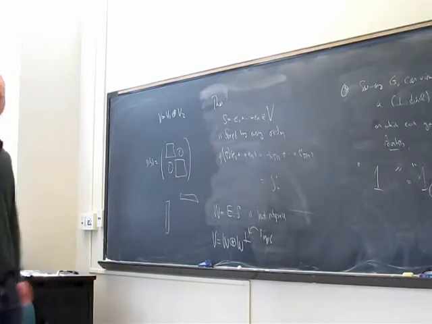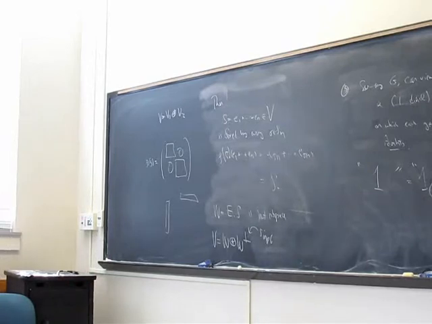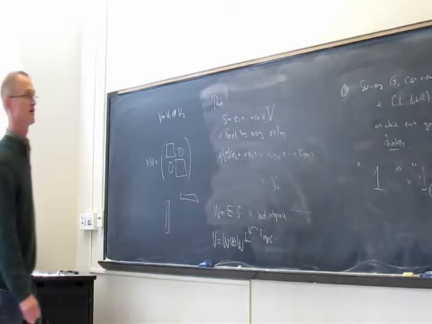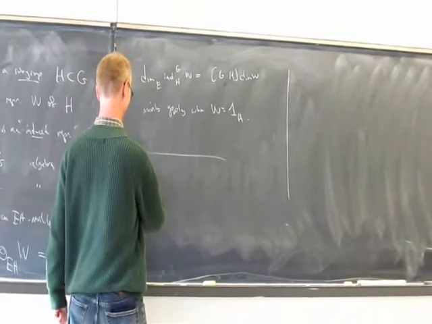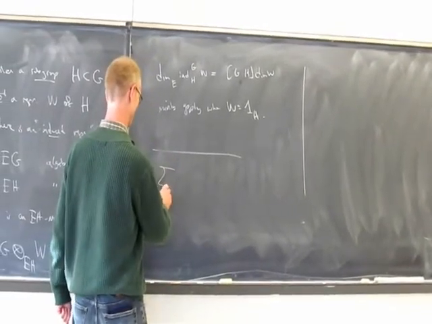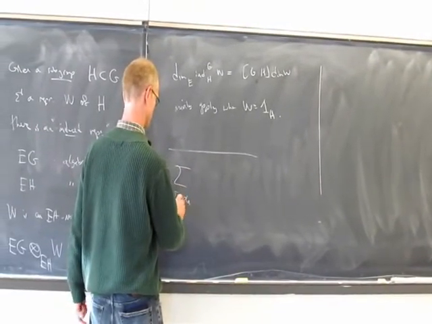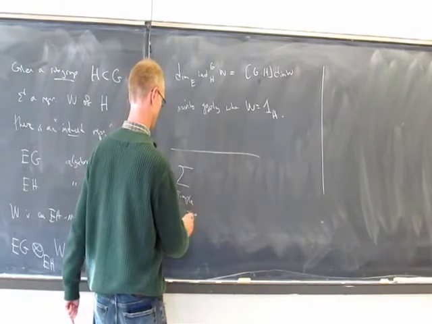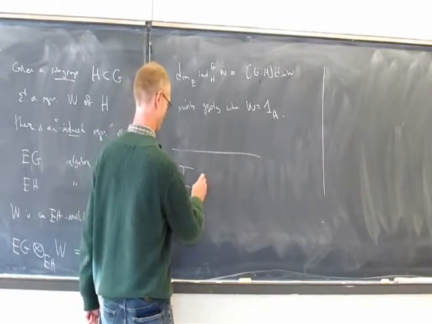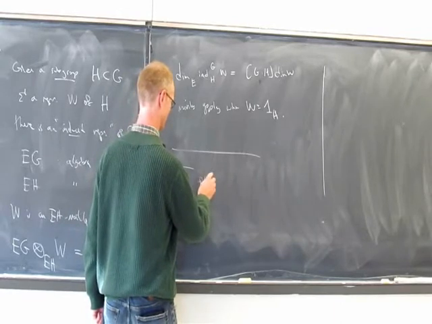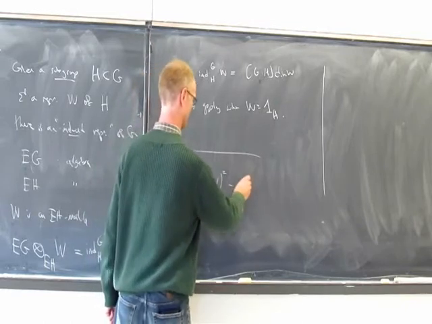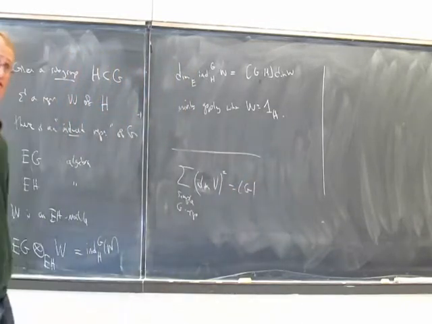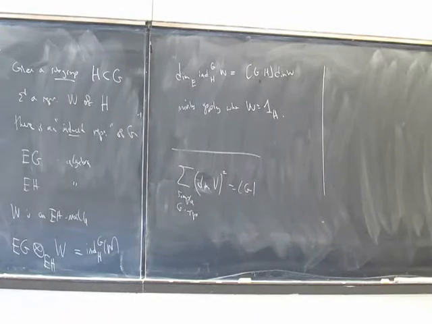Is there an operator reason why? Is there a bound on the dimension of the vector space in terms of the order of the group? Yes. So the sum over the simple G representations of the dimension of rho lambda squared is the order of G. And the square is a little bit odd.